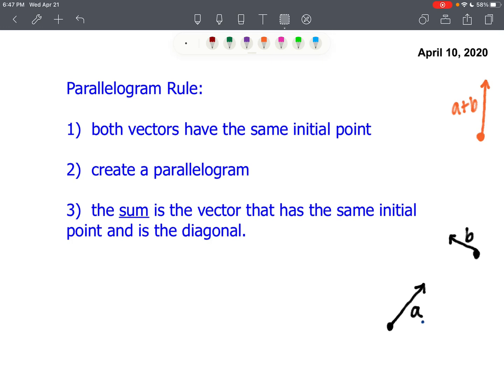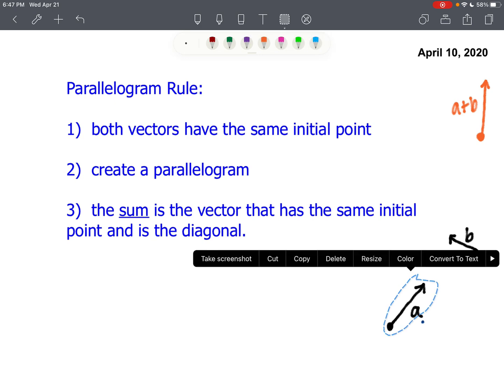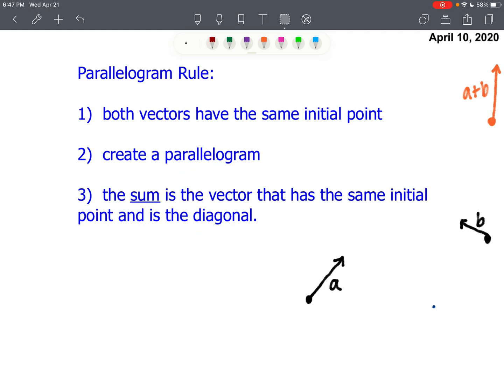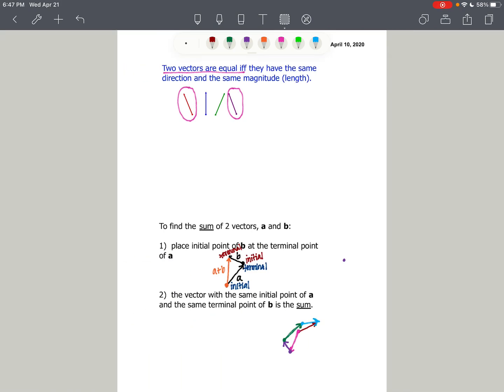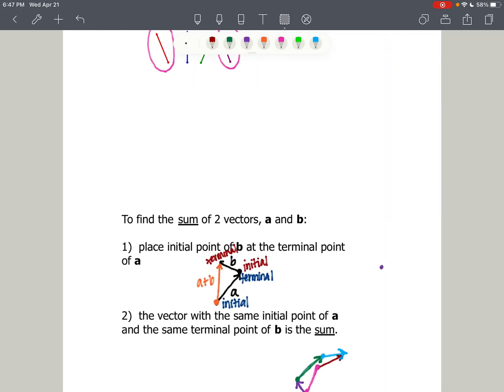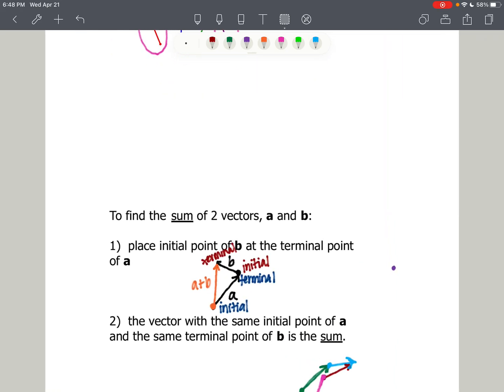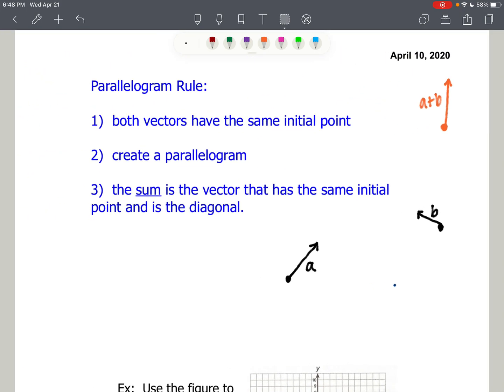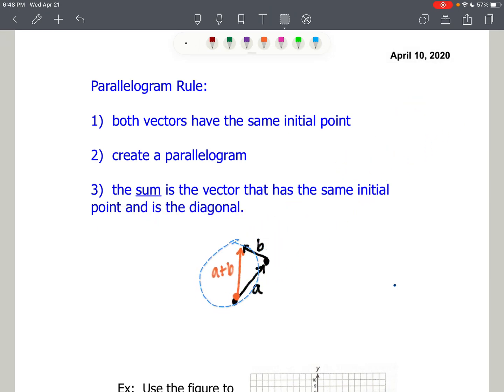So here we have vector A, and I used the same exact vectors as I did in the last video. If you look at the last video, you'll see that we have vector A, vector B, and then the sum A plus B. I copied the same exact vectors, I just broke them apart, and I'm going to put them back together again. Now what we did in the last video was we lined them up initial to terminal, and then we got the sum initial to terminal.